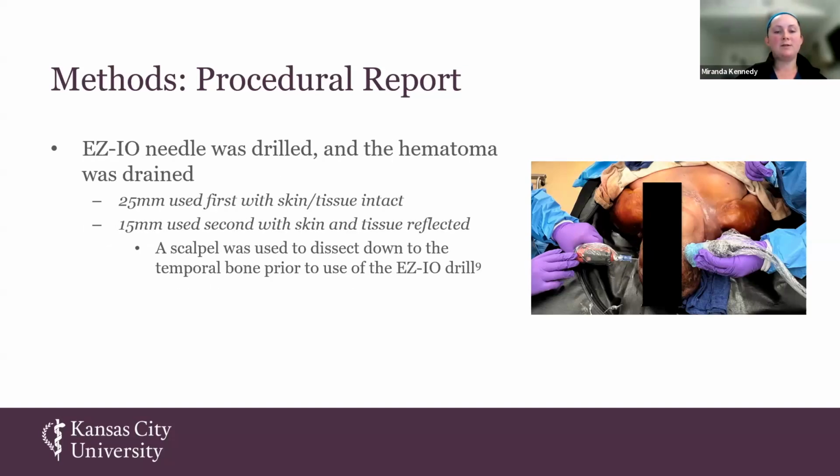The EZIO was then drilled and the hematoma was drained. Both a 25 millimeter and 15 millimeter needle were used. The skin was intact for the 25 millimeter needle, and the skin and tissue were reflected for the 15 millimeter needle.